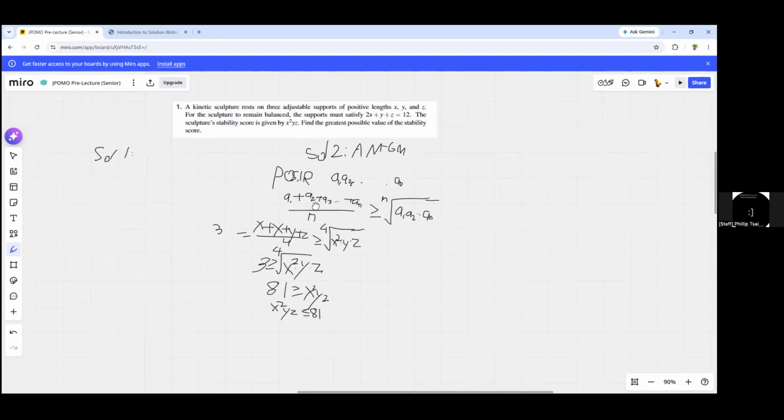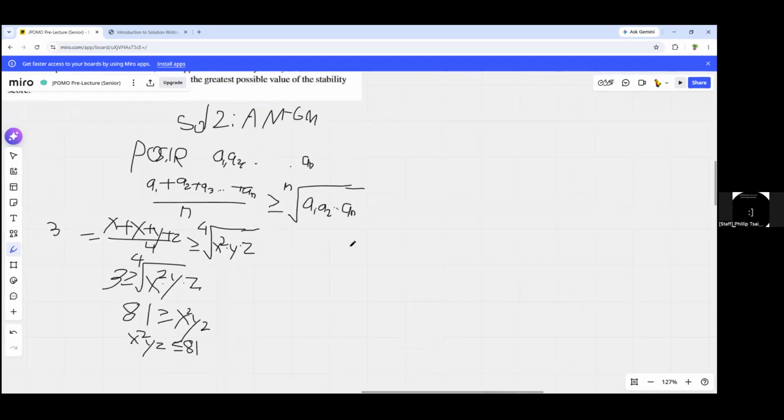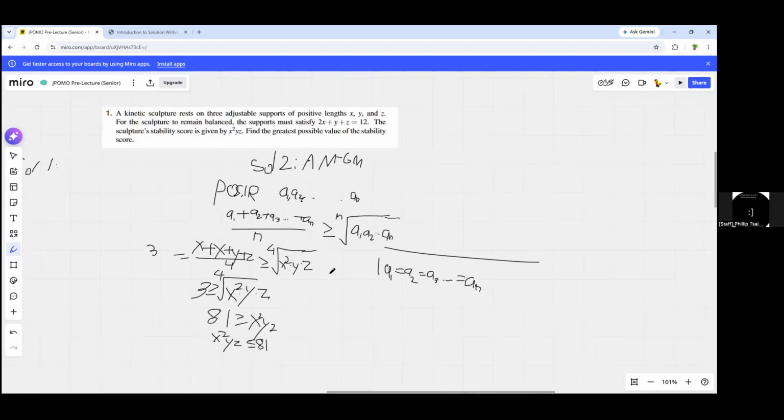And notice, AM-GM has an equality case when A1 is equal to A2, equal to A3, equal to A4, etc., right? So we need to check for this equality case. And if it holds true and this satisfies our equation, then we are done with the problem.